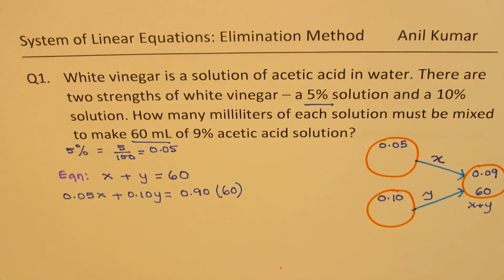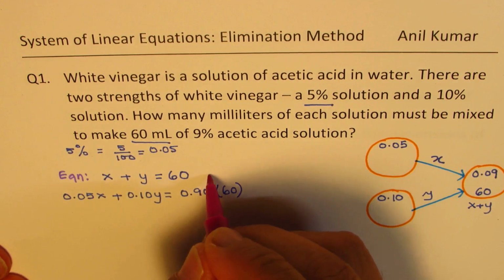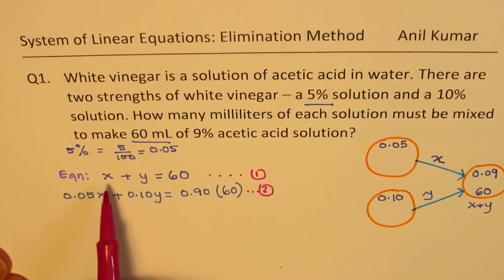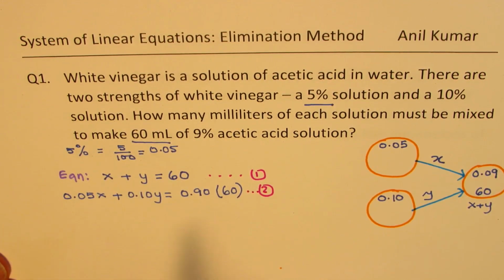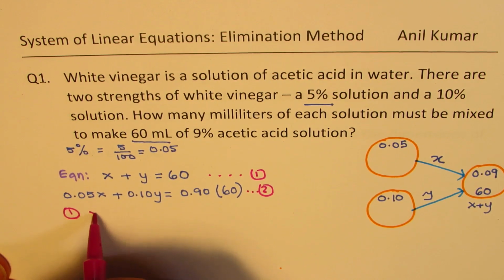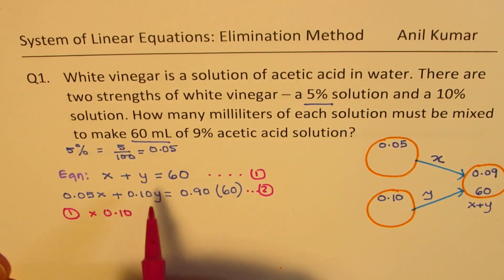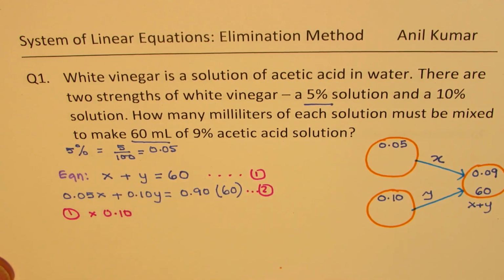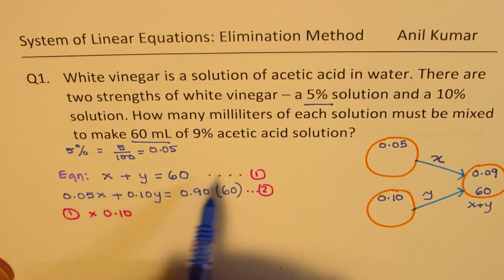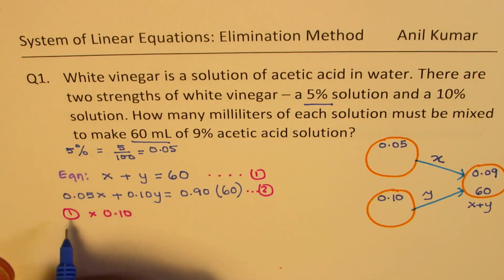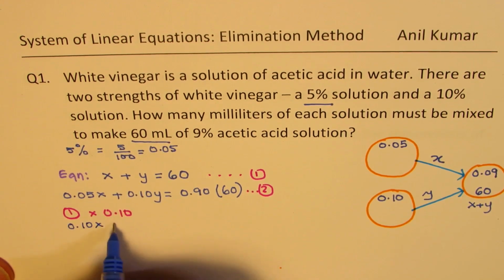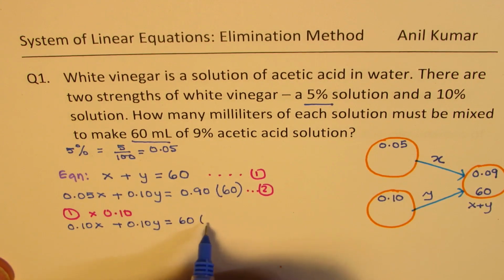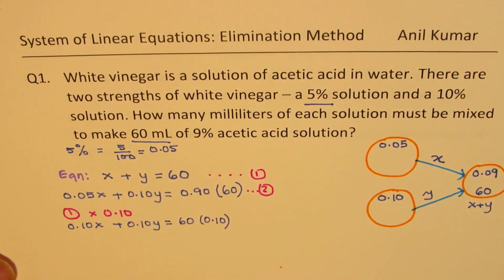Now let's number these equations. Let's call this first equation, and this one as our second equation. Now how can we eliminate one of these variables? Well, if I multiply my first equation by 0.10, then we get the same coefficient for Y, right? And we can eliminate, right? So multiplying the first equation by 0.10 gives us 0.10x plus 0.10y, which should be equal to 60 times 0.10, right?